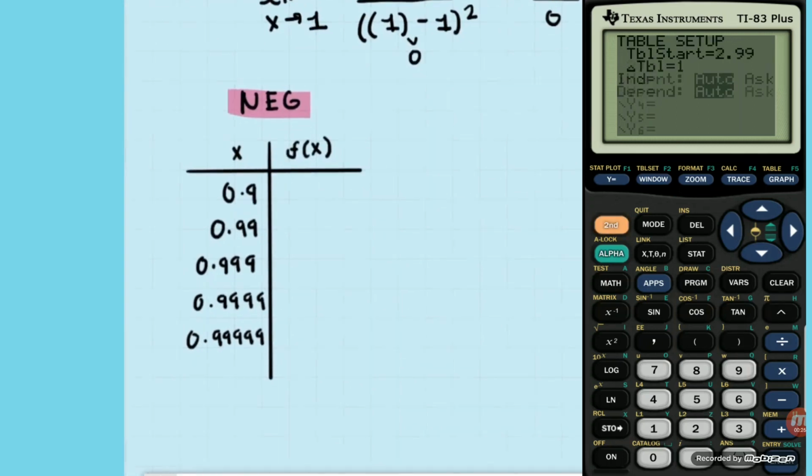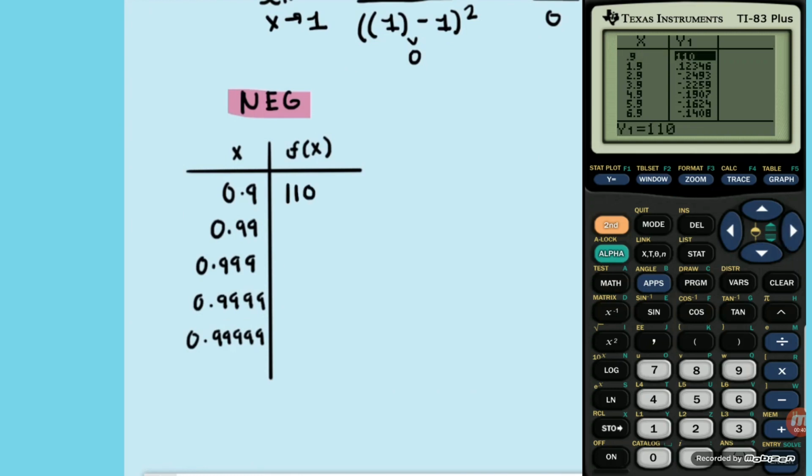Then we're going to go to the second window, and that's where we're going to enter all our x values, all the values approaching 1 from the negative direction. So I'm going to enter 0.9 first and do second graph, and I get 110. The next value I'm going to do second window is 0.99, and then second graph, and I'll get 10,100.